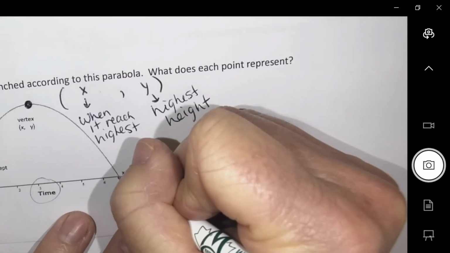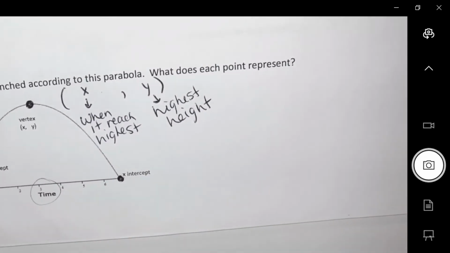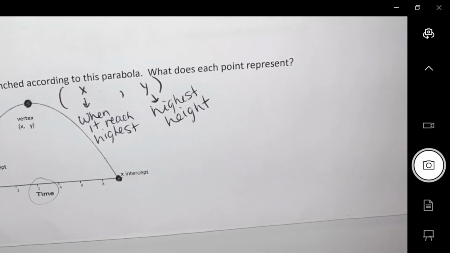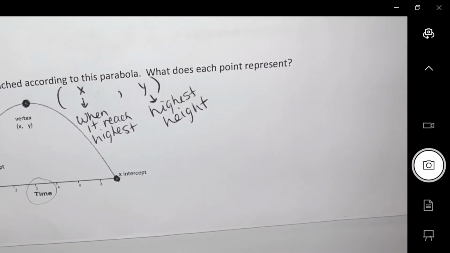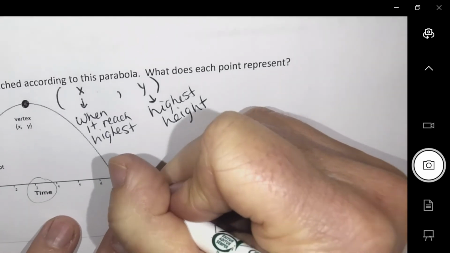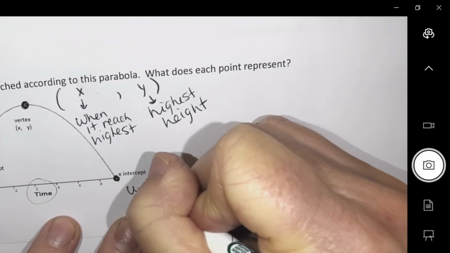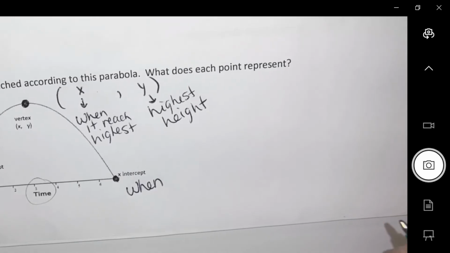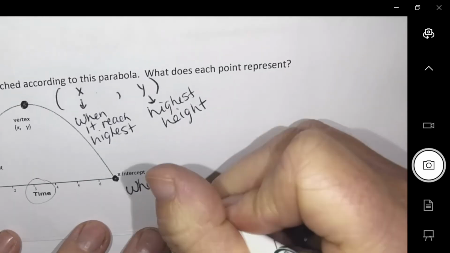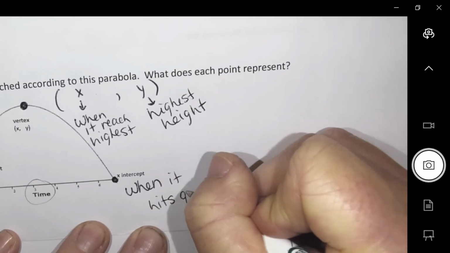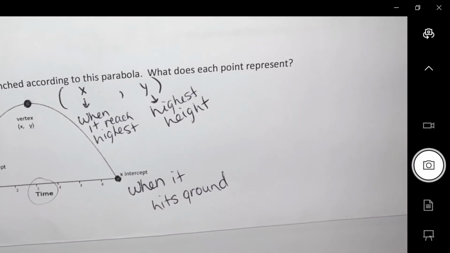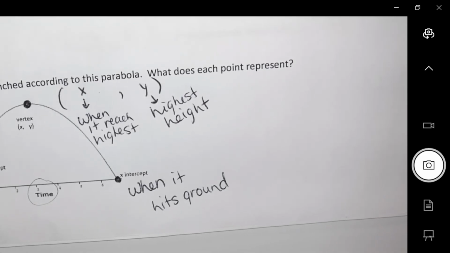Then we've talked about x-intercepts. So what do parabolas tell us is happening at the x-intercept? What's visually going on with your, let's say you threw a ball. What happened there? It hits the ground. So this is the when part of it. Time tells us the when something is happening, when it hits the ground. Okay?